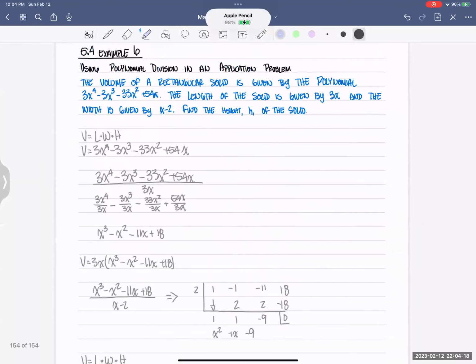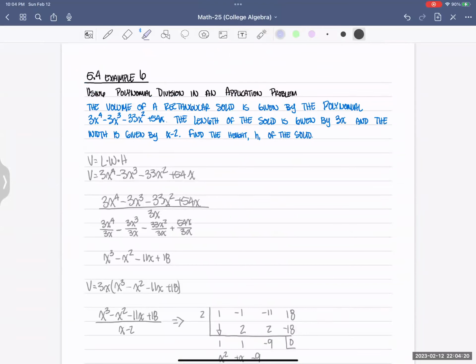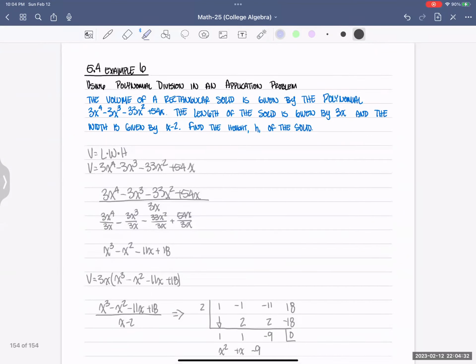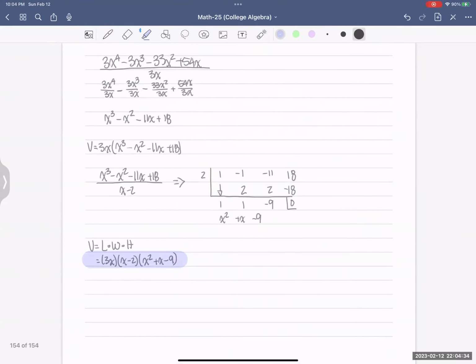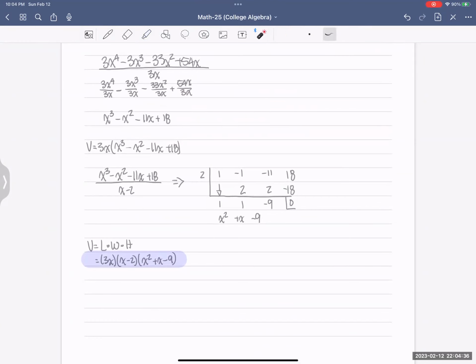So they asked us, the volume of a rectangular solid is given by the polynomial, that one. The length of the solid is given by 3x. The width is given by x minus 2. Find the height h of the solid. And our height h is just this, or you could think of it as this part right here. And there you go.